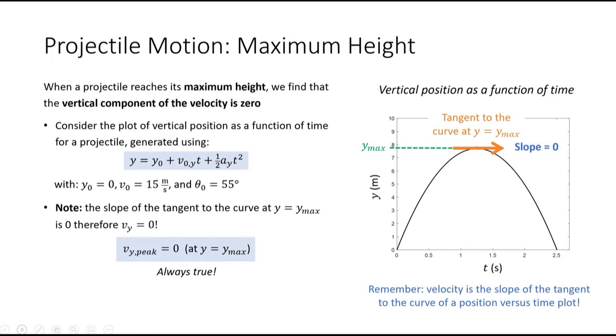So we know that right at the peak, the projectile is still moving in the horizontal direction. It's just not moving up and down anymore right at that particular moment in time at the peak. So in other words, Vy at the peak is going to be 0. Okay, and this is analogous.